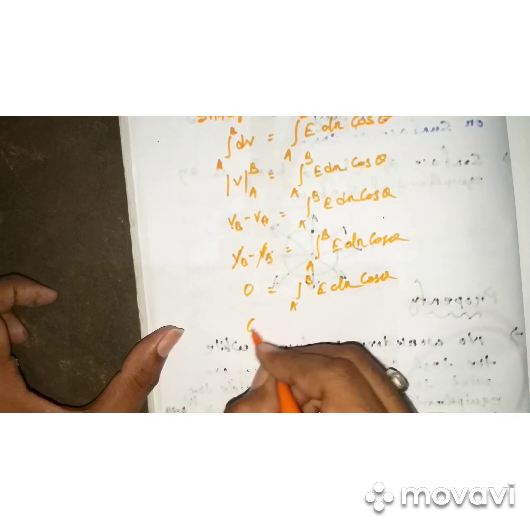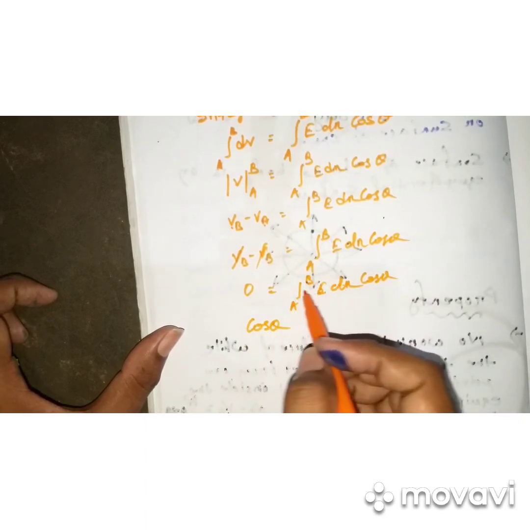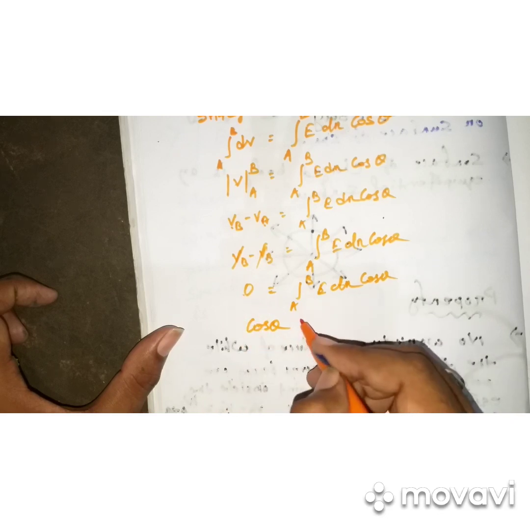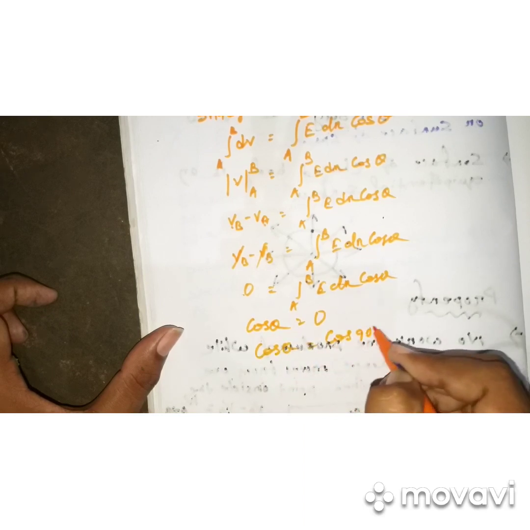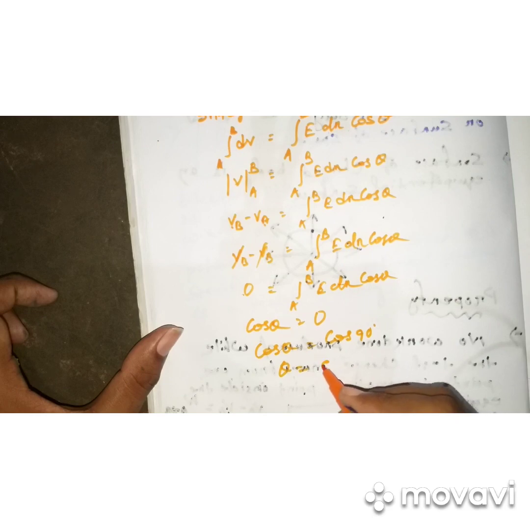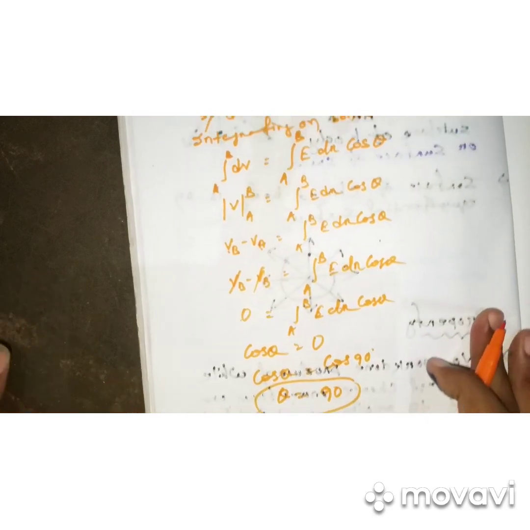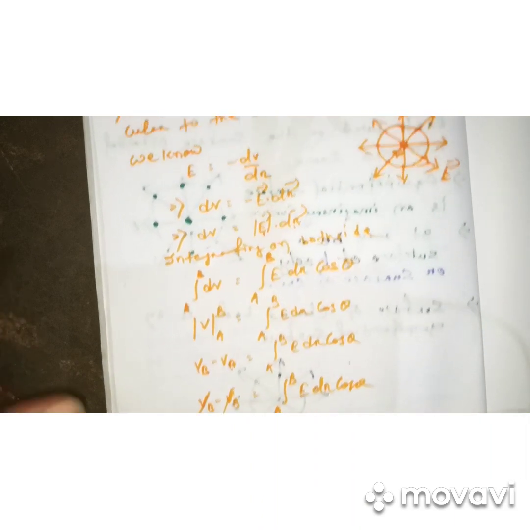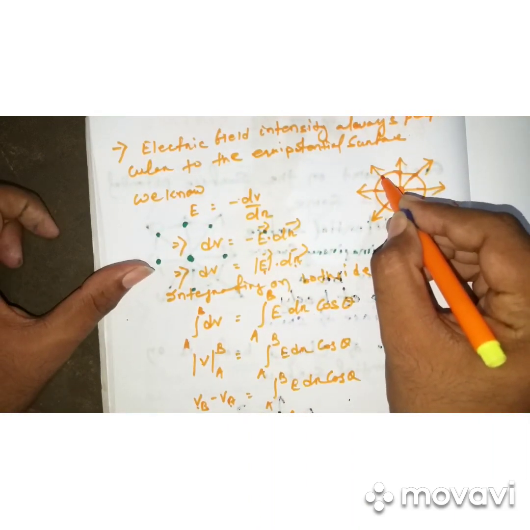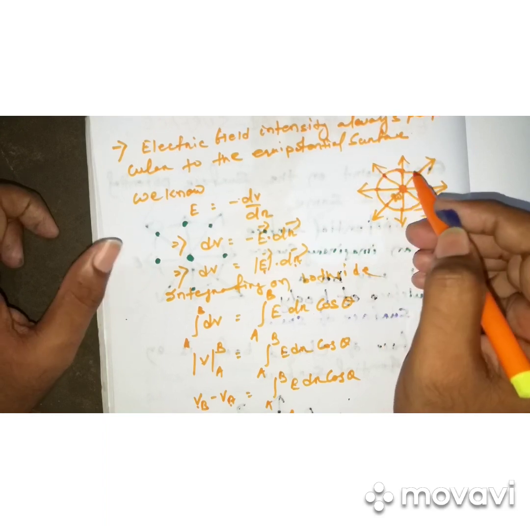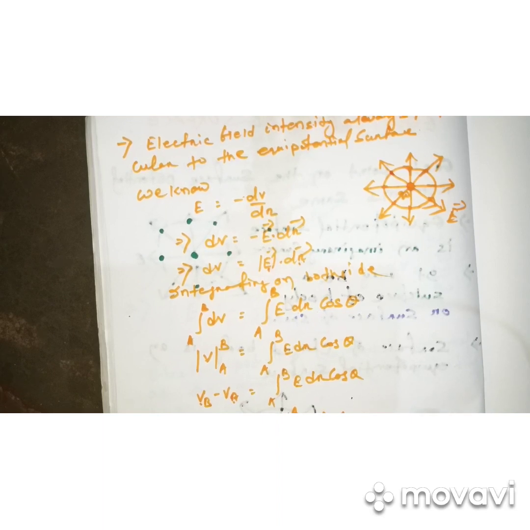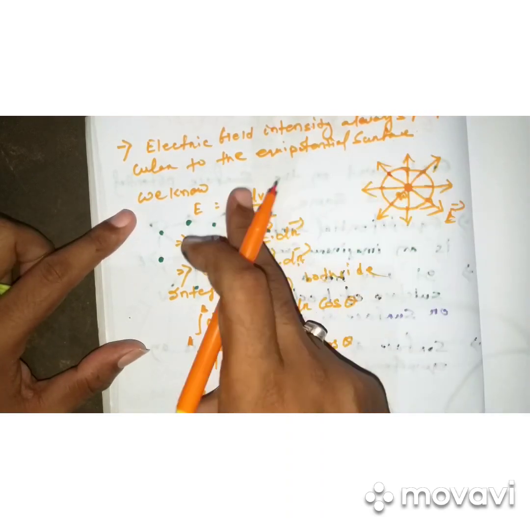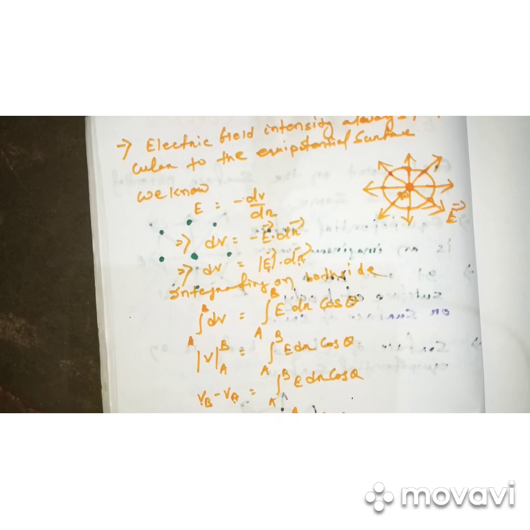That implies cos theta equals 0, since everything is zero on the left side. So cos theta equals cos 90 degrees, therefore theta equals what? 90 degrees. So the electric field intensity and the equipotential surface are always perpendicular to each other, because theta is 90 degrees.